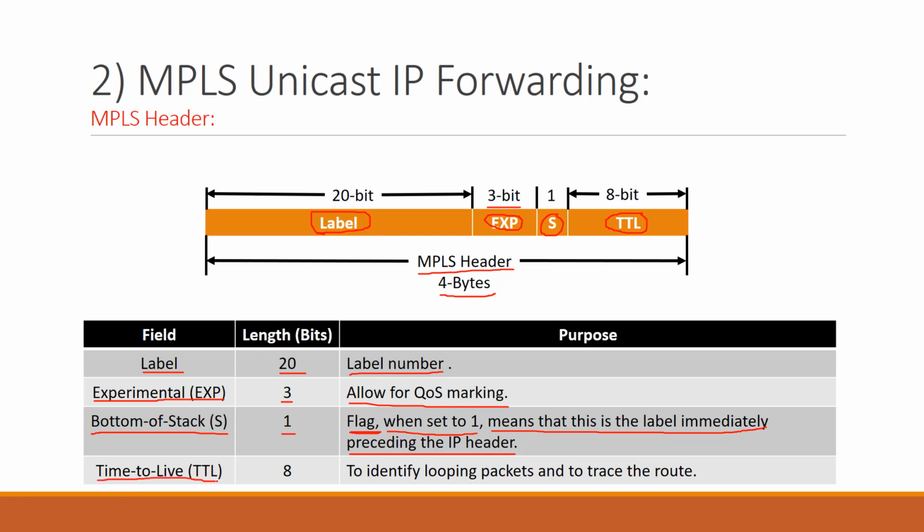The next field is time to live, and it is 8 bits in length, and it is used to identify looping packets and to trace the route, simply like the IP TTL or the TTL field that is used inside the IP header.